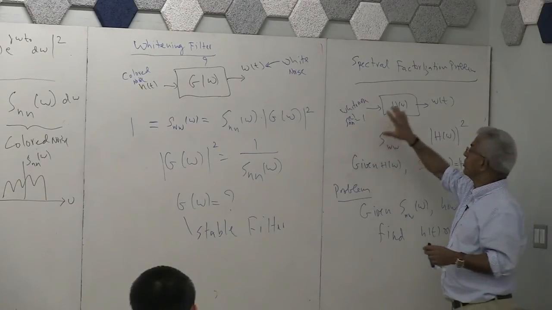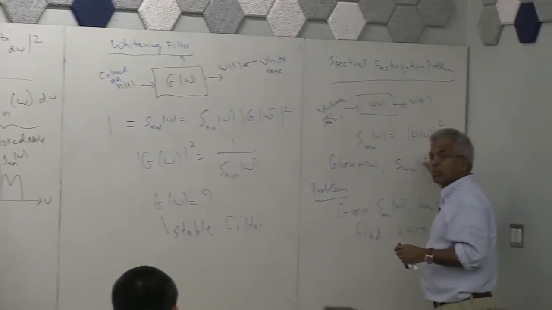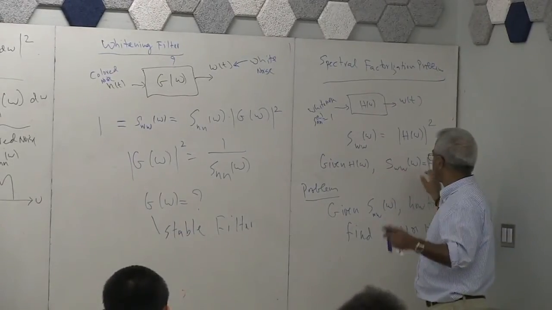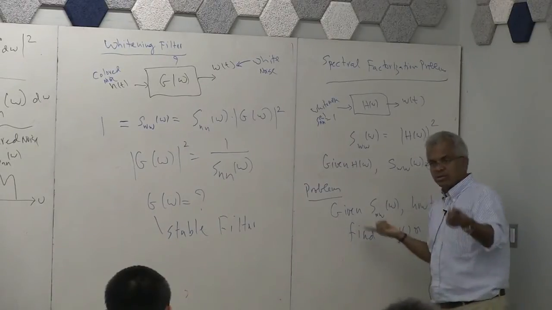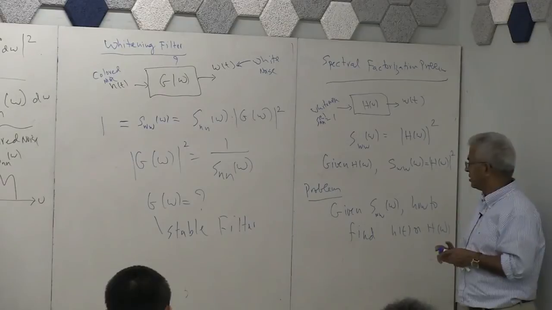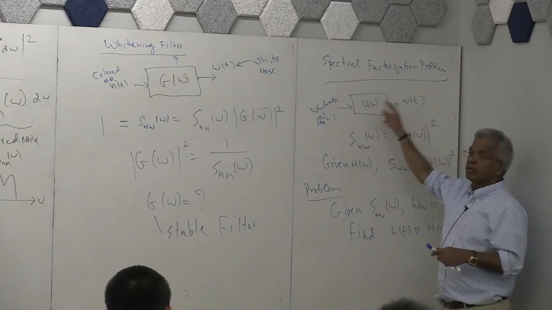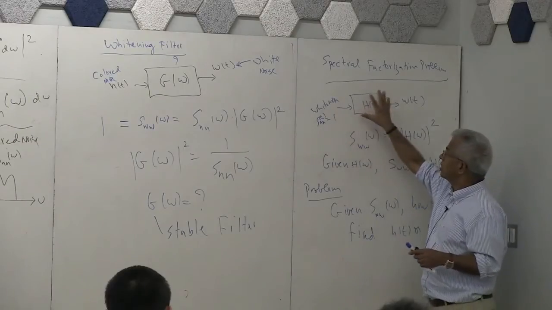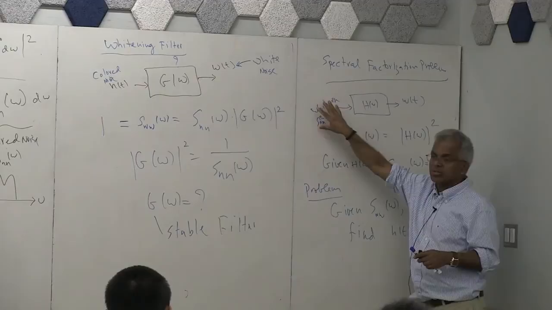Remember, listen to what I'm saying. If you are given this filter, it is easy to find the power spectrum, right? Because as you said, the power spectrum is simply the system squared. Think of the converse problem, which is always hard. I give you a power spectrum, and I want to conceptualize a filter which is driven by white noise.